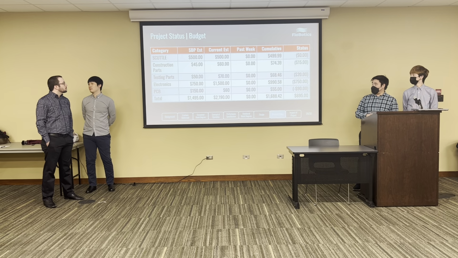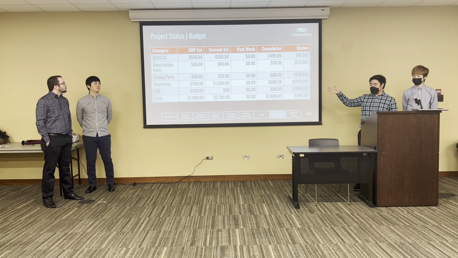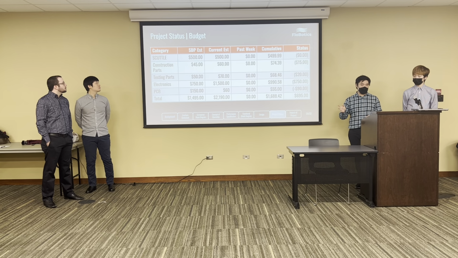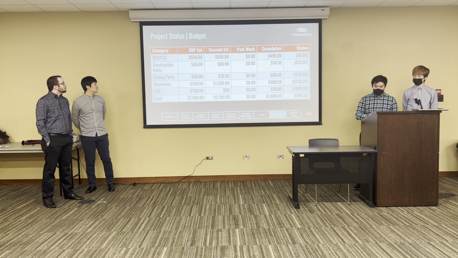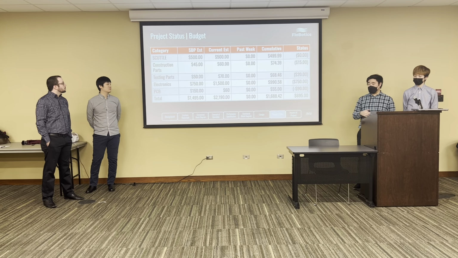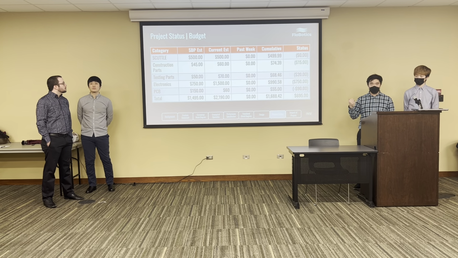So this is the team budget, which is divided into five different categories: scuttle, construction parts, testing parts, electronics, and PCB. The team has a budget of $5,000, and currently we have used $1,688.42.